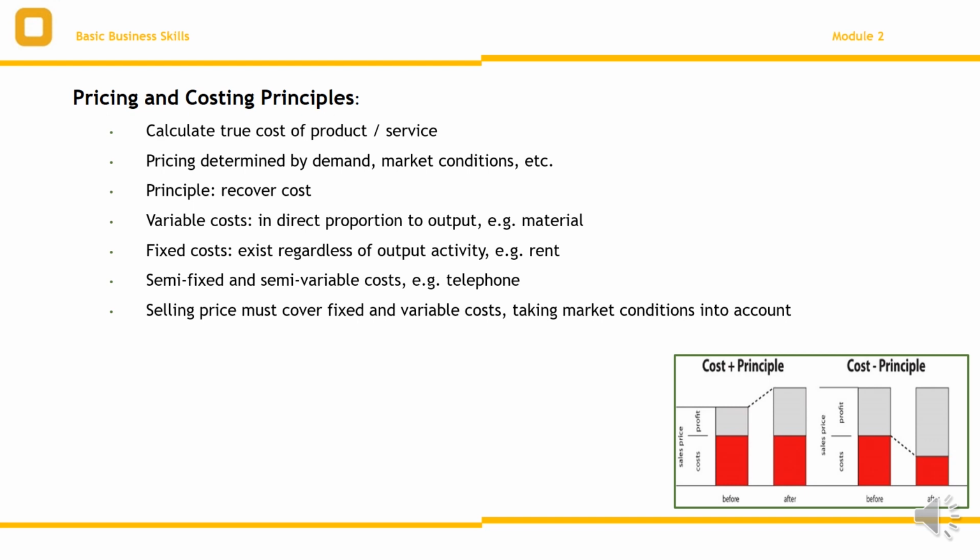Some costs cannot be entirely variable or fixed costs, but they will be semi-fixed or semi-variable. Example of such costs are your telephone costs, which can sometimes be semi-fixed or semi-variable. When you are setting your selling price, you must make sure that you are able to cover both your fixed cost and your variable cost.